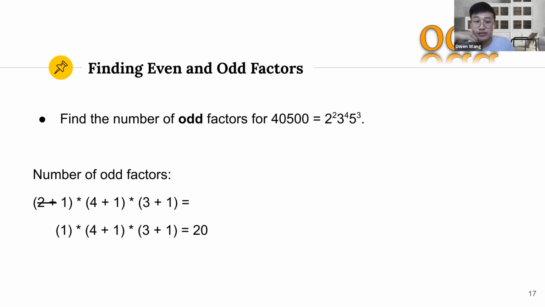There's 4 plus 1 and 3 plus 1. And it's times just the 1. That 1 represents 2 to the 0. So no factors of 2. And this will give you the number of factors that are odd.